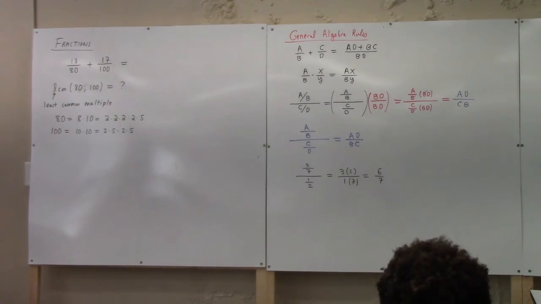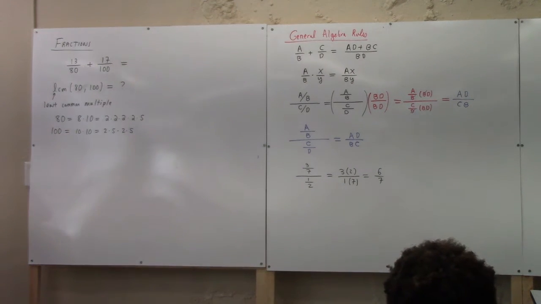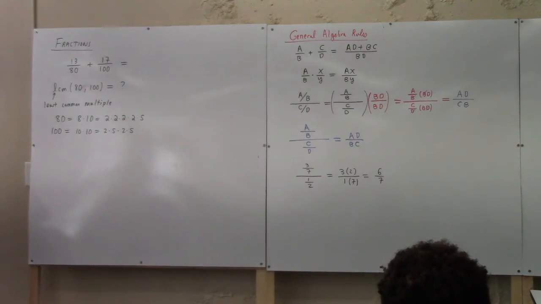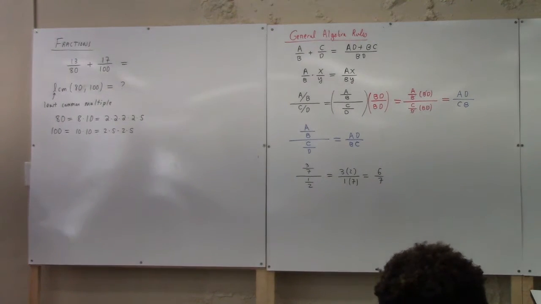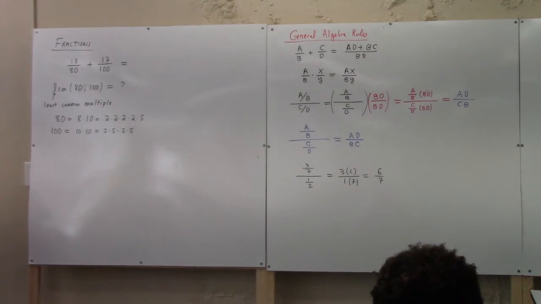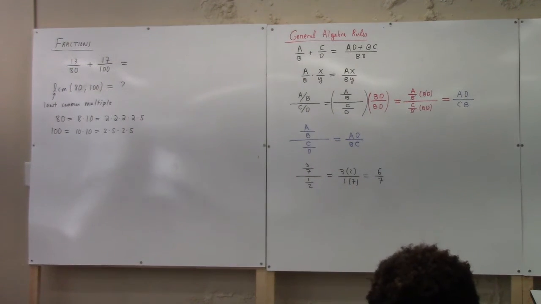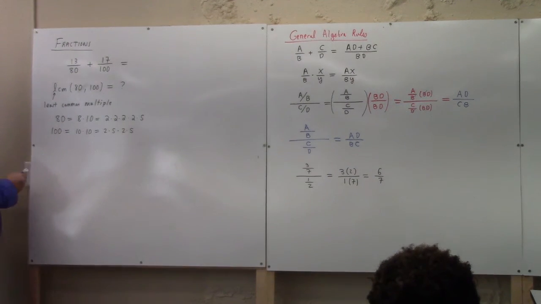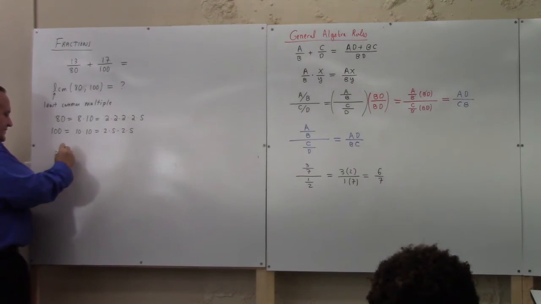Let's see here. I think about things like 200. Is 200 the least? No, 200 is not a multiple of 80, is it? How about 400? Is 400 a multiple of 80? It is. Is it a multiple of 100? Well, it is. So I think 400 is the answer. Now, how does that relate to these factors?